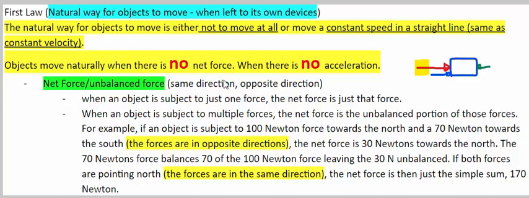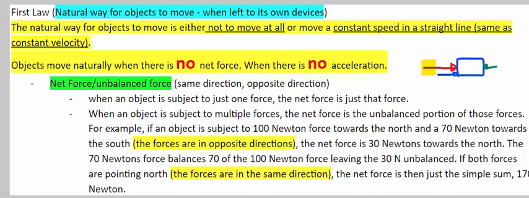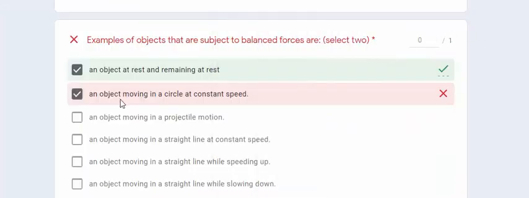So whenever the forces are balanced, whenever there is no net force, then there will be no acceleration and the objects will move at a constant speed in a straight line, constant velocity. These are my key words: constant speed in a straight line, or constant velocity, or not move at all. So the answer here should be objects at rest and remaining at rest, that's not moving at all.